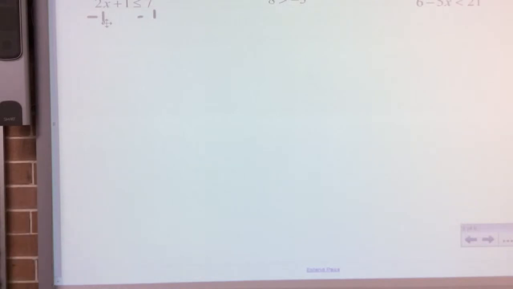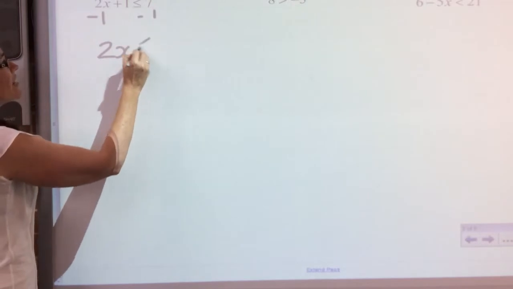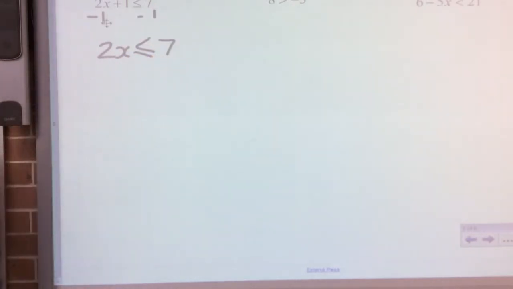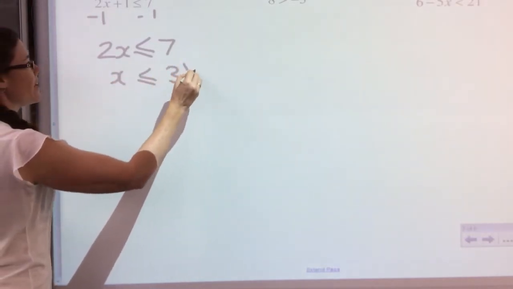Right. So minusing 1 from both sides, that's going to give me 2x. It's still less than or equal to 7. I'm then going to divide by 2, and I've got that x is less than or equal to 3.5.